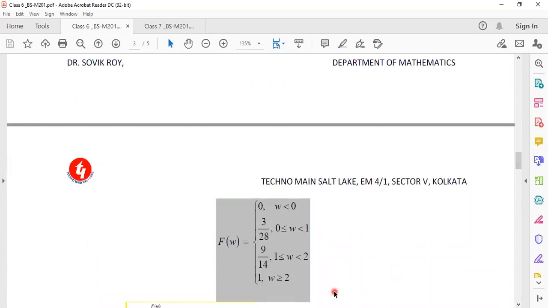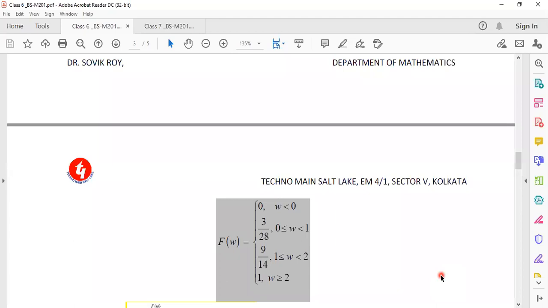And when W is greater than or equal to 2, then we know the value is 1. It has to be, because the last value of the distribution chart should be equal to the total probability. And the thing which we have calculated is in correspondence with the function we are designing. So our calculation is all right.